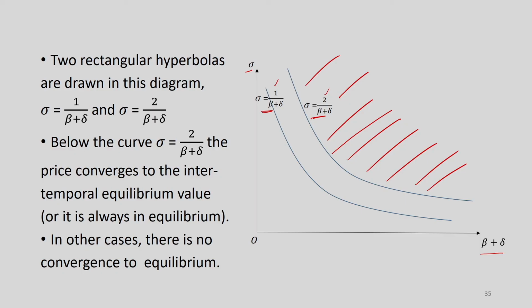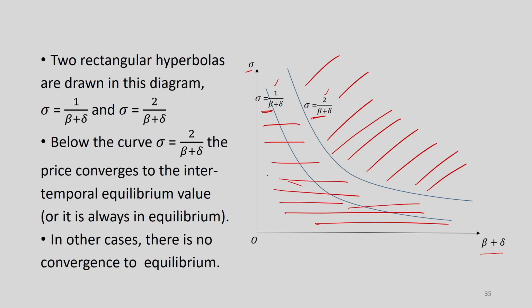Below the curve, sigma is equal to 2 divided by beta plus delta, the price converges to the intertemporal equilibrium value. What was the intertemporal equilibrium value? It was that P star, the particular integral. So, if we are picking up points from here, that is below the upper rectangular hyperbola, then we are actually in that region of parameters where there is stability. Either you are always in the equilibrium, or even if you are not on the equilibrium, you are going to converge to the equilibrium. All right.